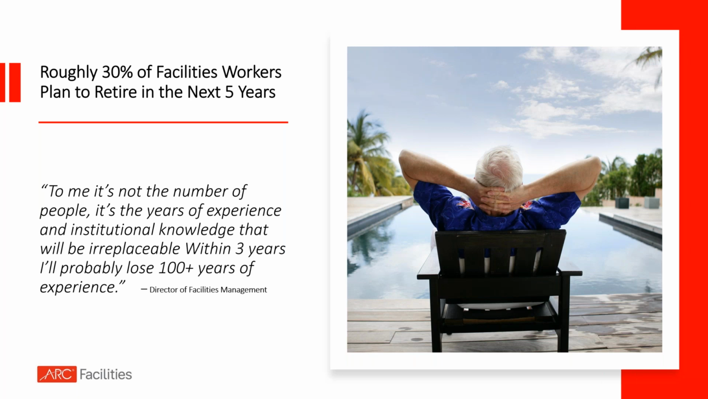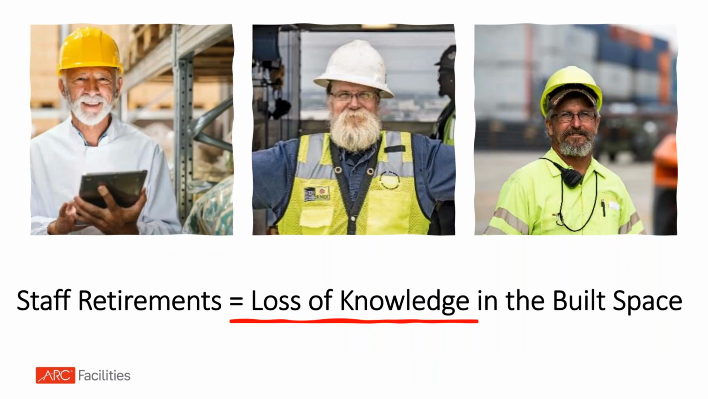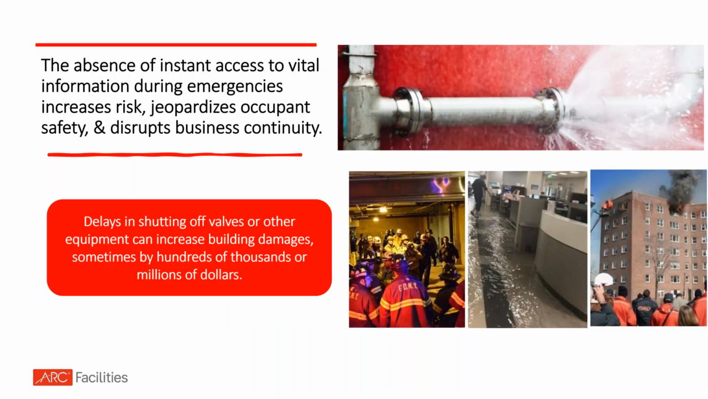80%. Some of the folks I've talked to, it's higher than that. What are you going to do when they leave? You're losing it all. All of that institutional knowledge, all that history of your buildings is in someone's head, and it's going to walk out the door. Well, staff retirements means that loss of knowledge in your built space, all your buildings across your campuses, all of it. But those are the folks that, if they're not there, things can go sideways quick, really quick.